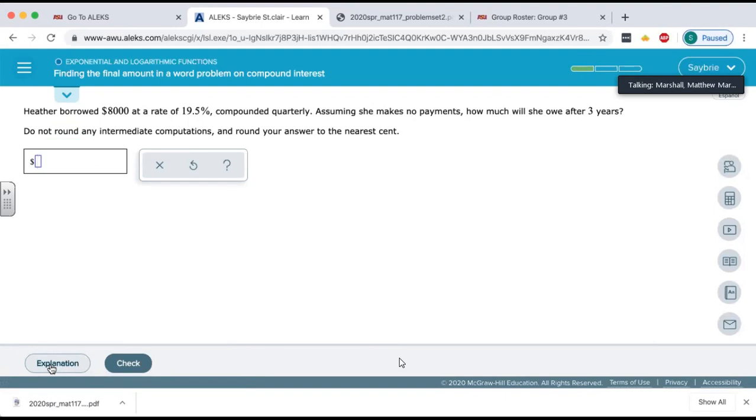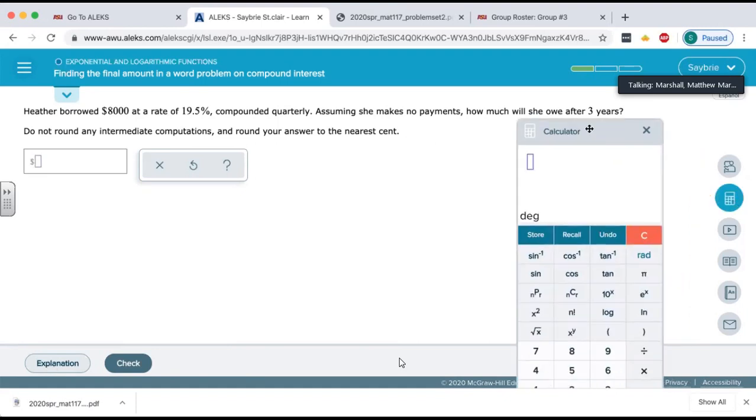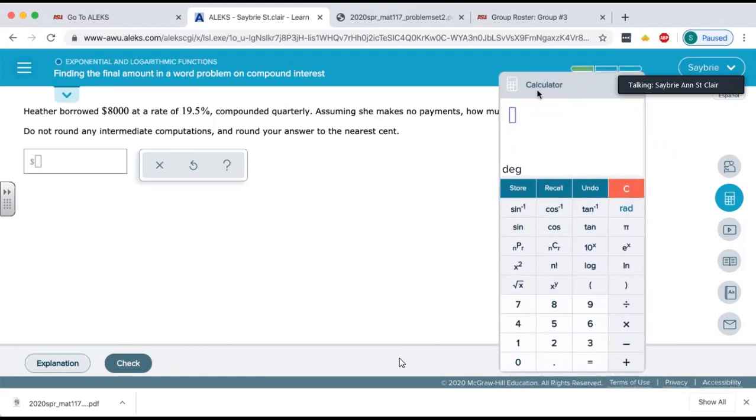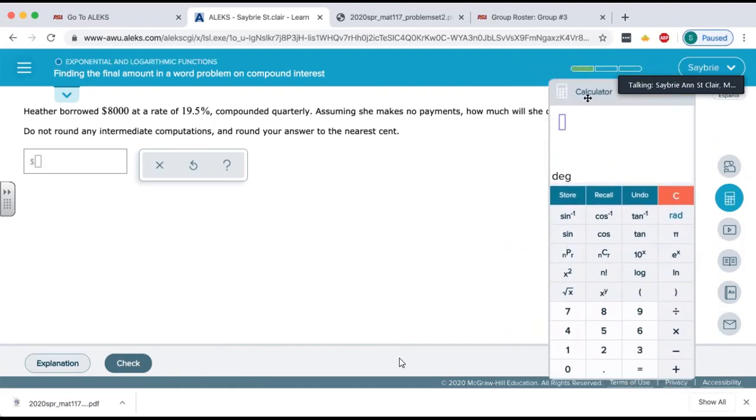So compounded quarterly, that means that n number is 4. Yep. So we got 8,000 times 1 plus that percentage rate, 0.195. Ooh, there you go. Look at that. Use this. Yeah, use that. So type in 8,000, type that in.